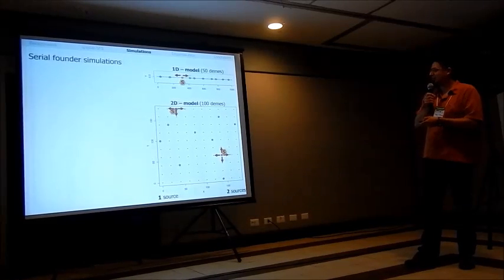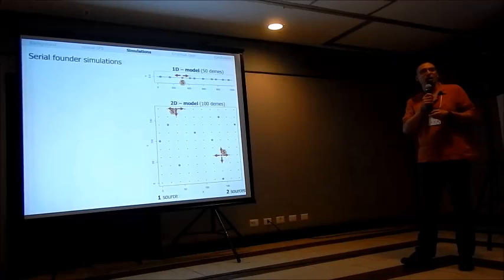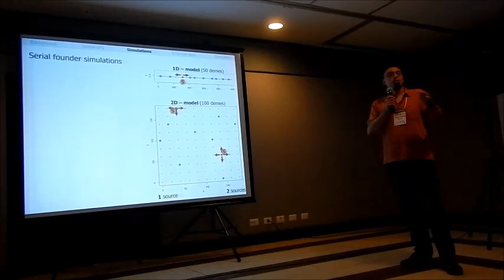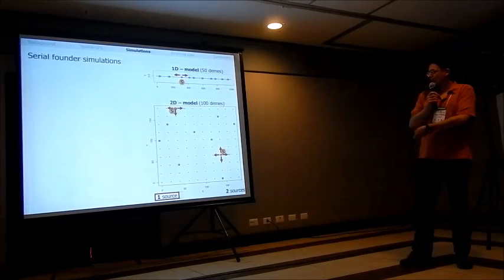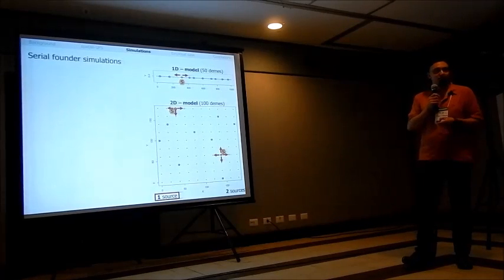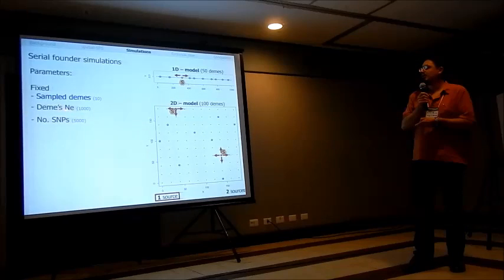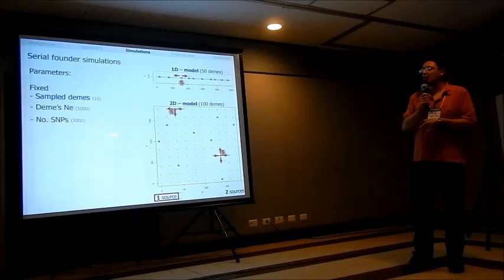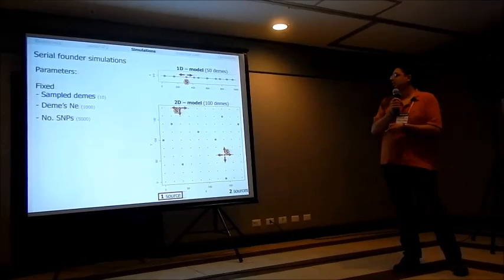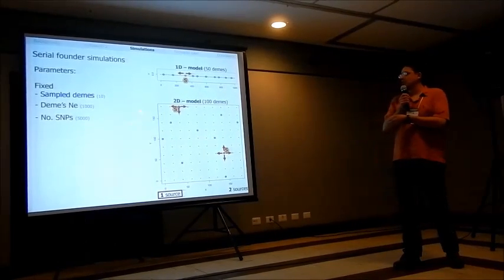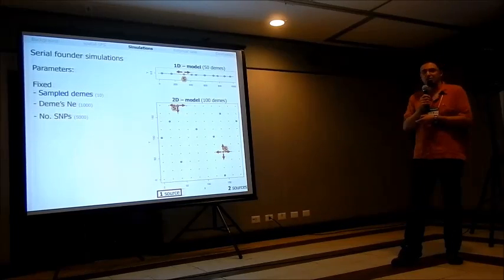In addition, I have a second 2D model where I have two sources to explore how the number of sources affects the power of the method. For the purpose of this talk, however, I'm just going to focus on the results of the one-source model. The parameters for these simulations: first, you have sample DIMs. I always sample randomly 10 DIMs, which are these blue dots. For each DIM, I set the population size at 1,000 individuals and the number of SNPs at 5,000.